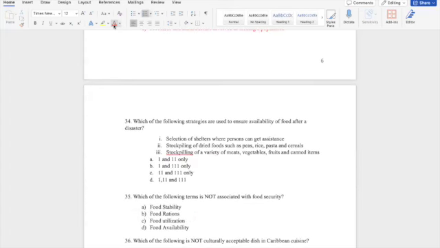Which of the following strategy are used to ensure availability of food after disaster? And they gave us some options. Selection of shelter where persons can get assistance. Stockpiling of dry food. Yeah, we have to have dry food. Variety of meat. No, meat is out because if you have a disaster, there's no way we can cook. So the answer has to be 1 and 2. So let's go with that one.